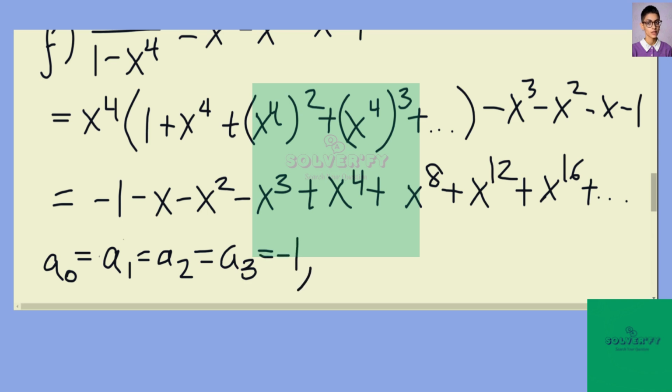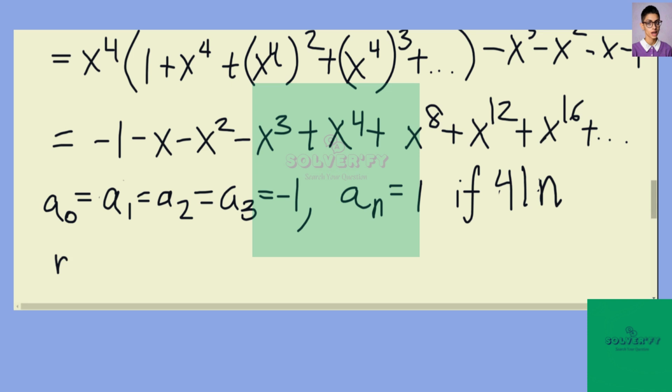And then we have that a sub n is equal to 1 if 4 divides n. And we have that a sub n is equal to 0 otherwise.